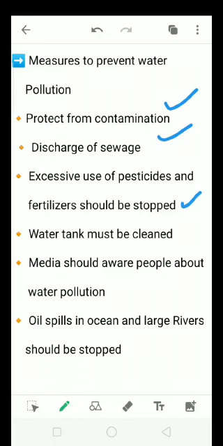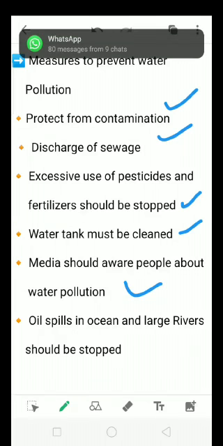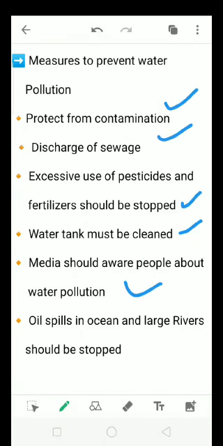Domestic, underground, and overhead water tanks must be kept clean. Media should make people aware about water pollution so that people can clean the water. The oil spills in oceans and large rivers are very dangerous for marine life. The black crude oil irritates beaches and makes them dirty, polluted, and unpleasant for visitors. Therefore, such incidents must be prevented.